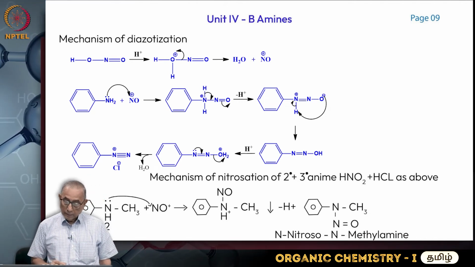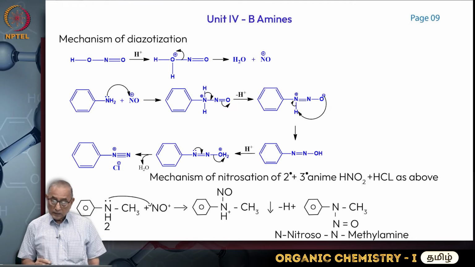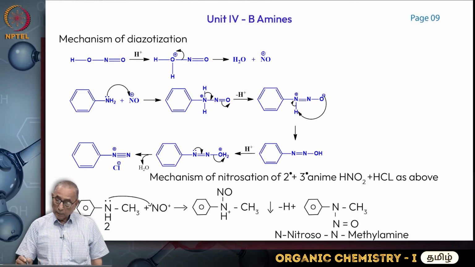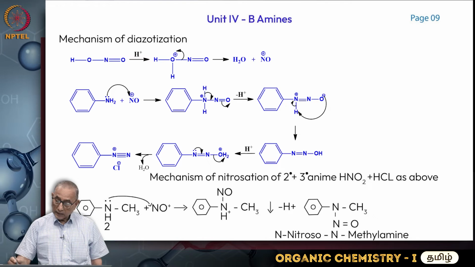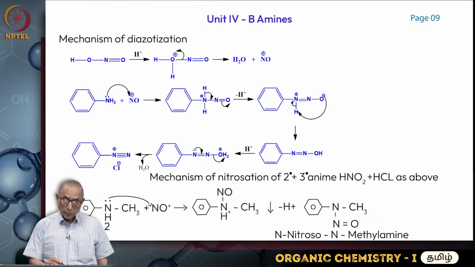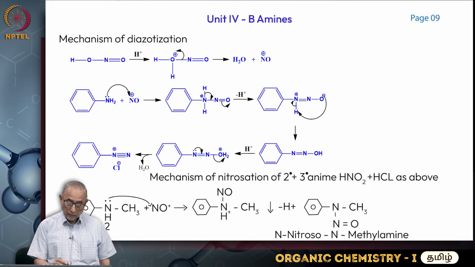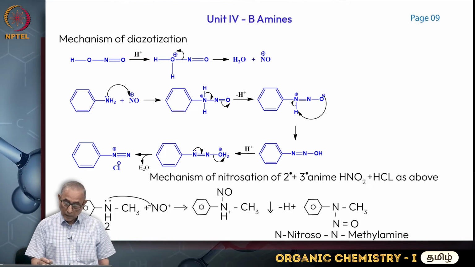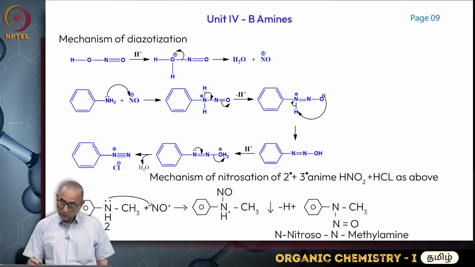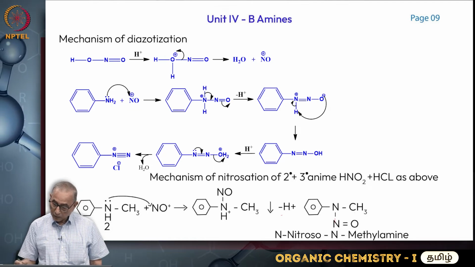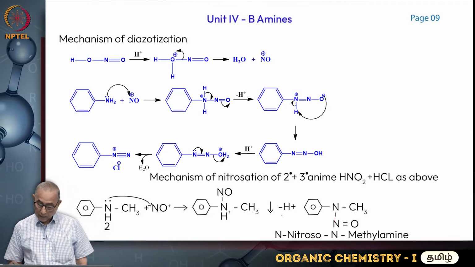So the mechanism of nitrosation of secondary and tertiary amines with nitrous acid is the same procedure. You get NO plus and with this NH here it will become NOH plus. The H plus will be removed, you get N-NO-CH3. So N-nitroso N-methyl aniline.